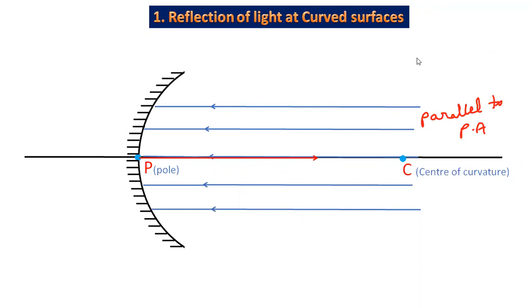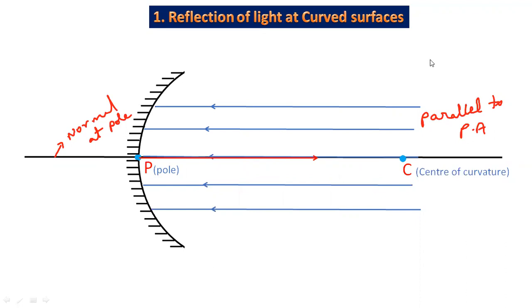Anybody? Because it is along the principal axis, so it is not making any angle with the normal. The principal axis is also known as one of the normals. It is nothing but the normal at the pole. This line acts as the normal at the pole because it connects the center of curvature and the boundary. This distance we can call the radius of curvature. So that's why here I didn't show the angles.